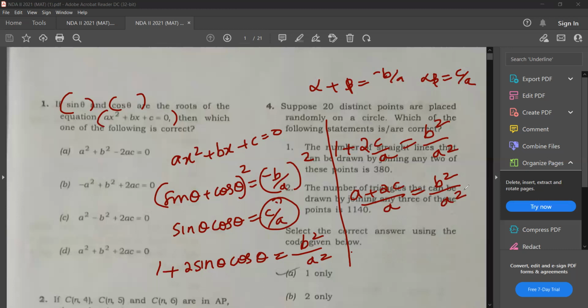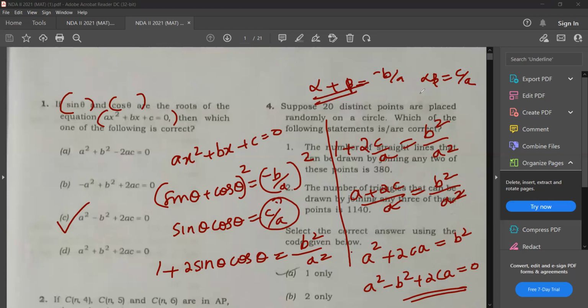Just try to open the brackets. So I'm cancelling a and a here. So this will become a square plus 2ca is equal to b square. That means a square minus b square plus 2ca is equal to 0. So what is the correct relation? Option C. Option C is the correct relation. So we are just applying alpha plus beta is equal to minus b by a, alpha beta is equal to c by a. Okay. So let's go to the next question.